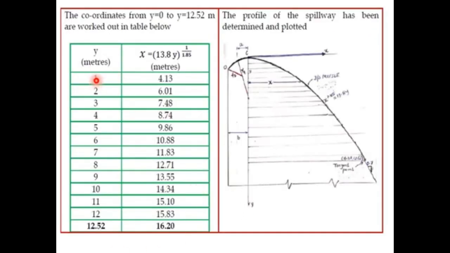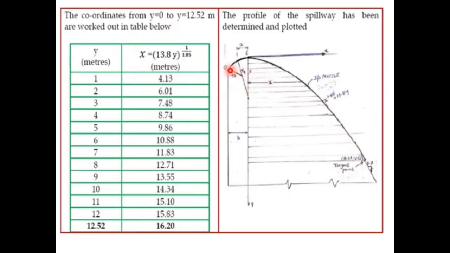Various values of x can be calculated by substituting values of y from y equal to 1 up to 12.52. So this is the origin. For various values of y we get x. So the downstream profile is plotted as per these ordinates calculated using this equation.